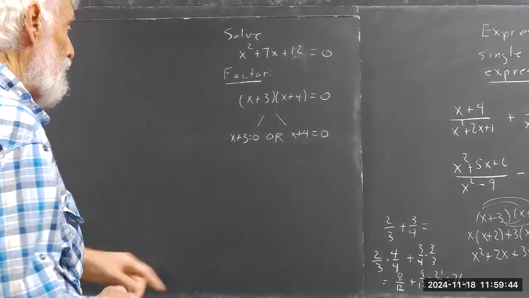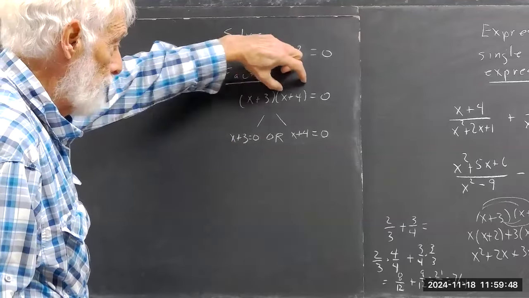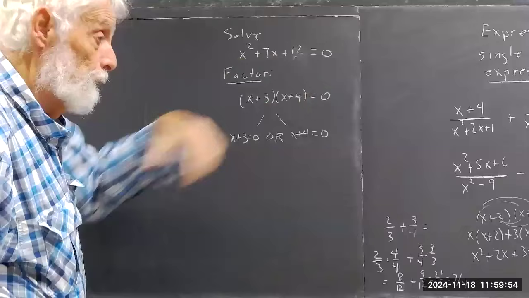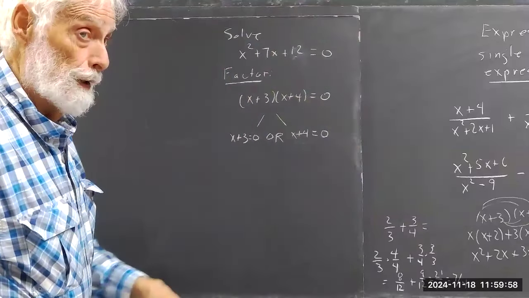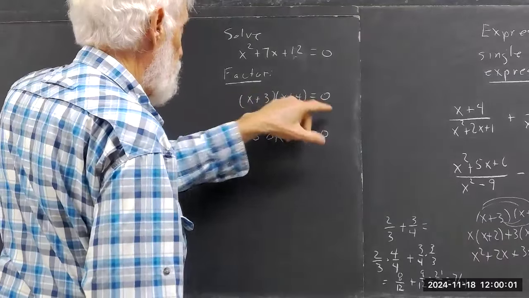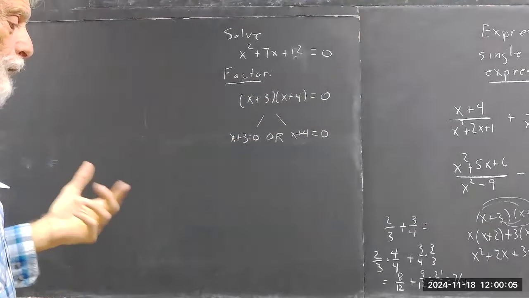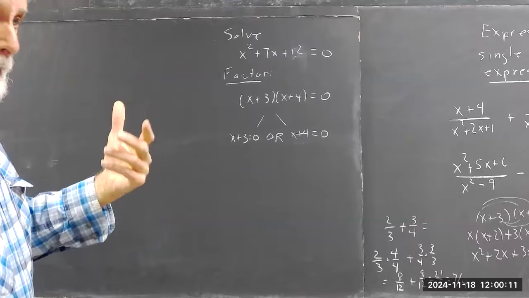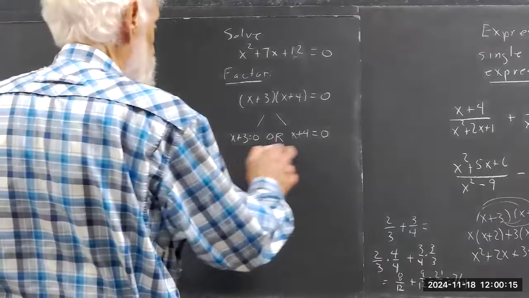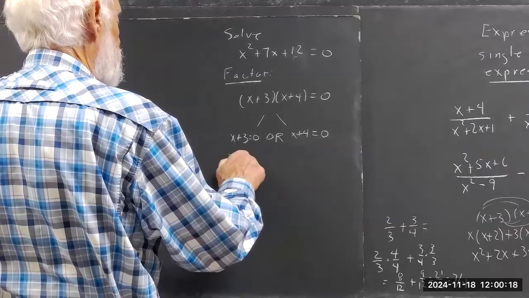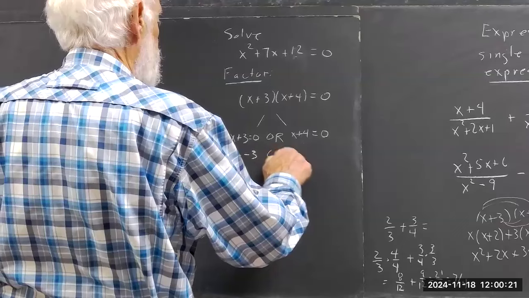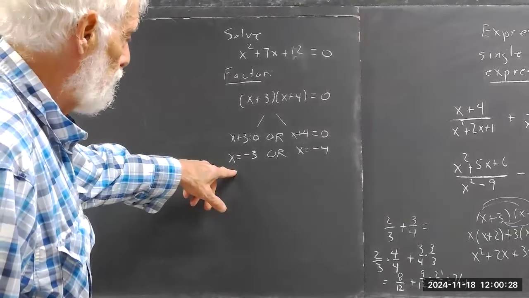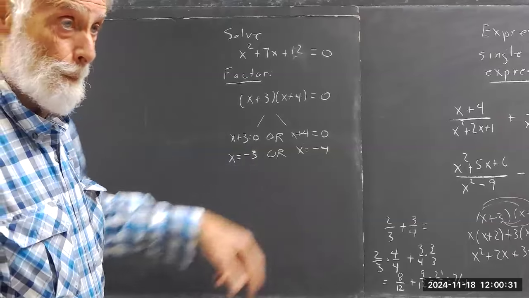So the logic ought to be clear. If x plus 3 equals 0, then this is 0 times whatever x plus 4 is, right? And 0 times whatever x plus 4 is 0, because when you multiply by 0, that wipes out everything else. Similarly, when x plus 4 is 0, this whole thing is 0. That's called the 0 property of multiplication. Okay? So we have this. Well, this is easy to solve. You subtract 3 from both sides, but it's obvious that the solutions are x equals negative 3, or x equals negative 4. Okay? Make sense?